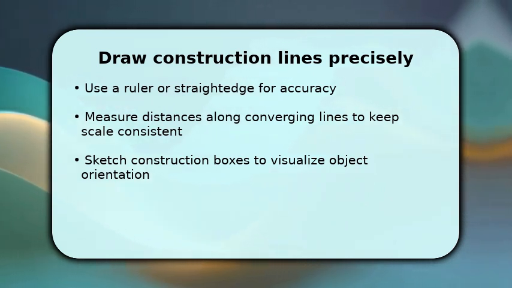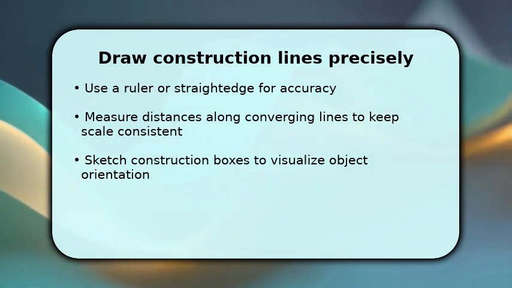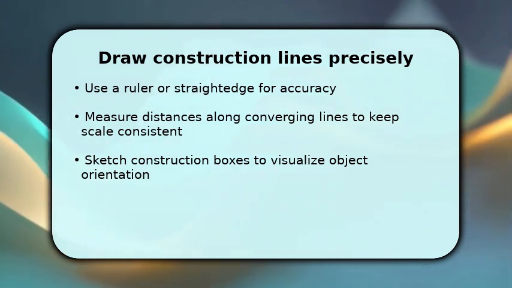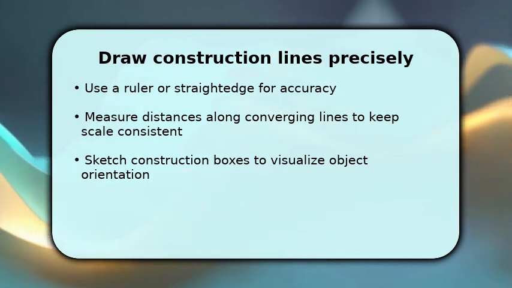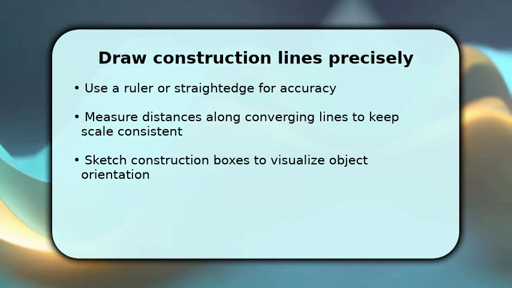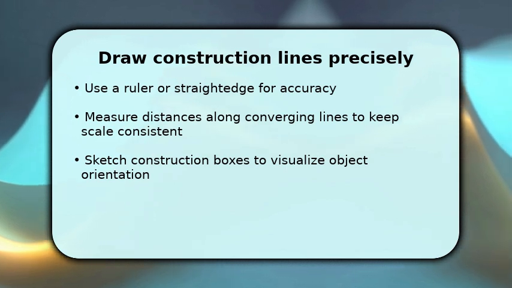Once you have those guides, build simple boxes and planes aligned to the converging lines to place objects correctly. Measure repeated elements using the same vanishing lines to maintain consistent scale. Make sure to erase or fade extra guides later, so the final forms read clean and intentional.